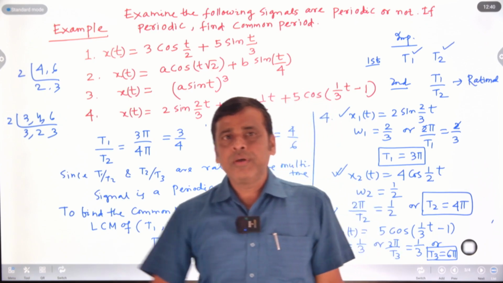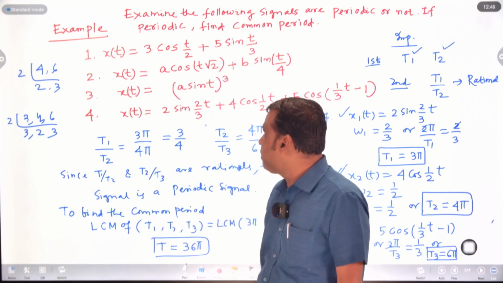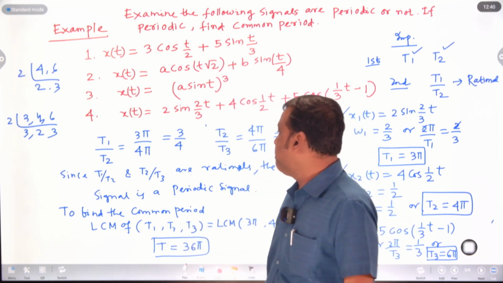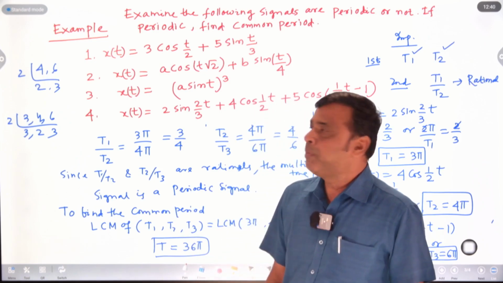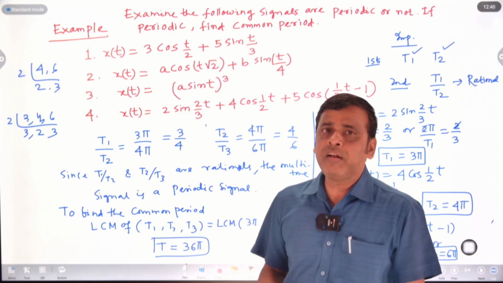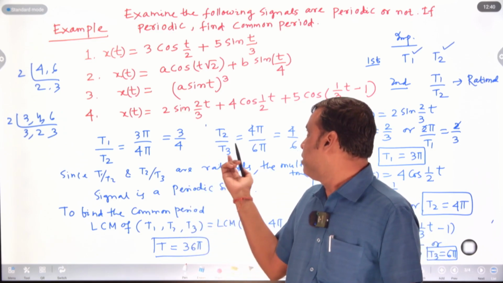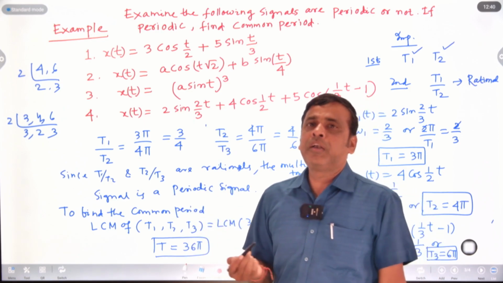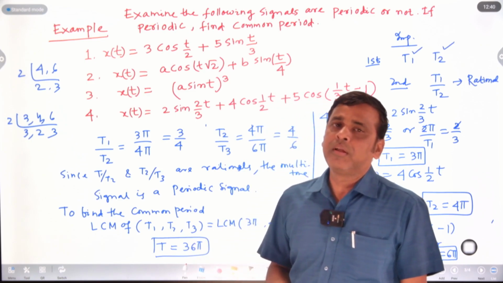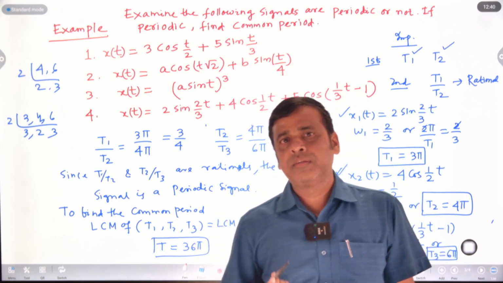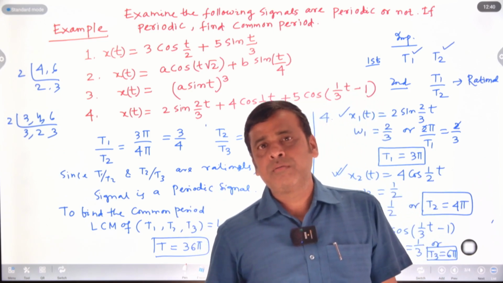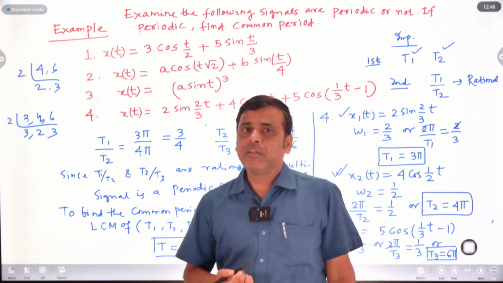So in this way you have to judge whether the continuous signal is periodic or not. If periodic, then find the common period. If the multitone signal is given, individually find out the fundamental periods, then find out the rationals T1 by T2. If 3 sinusoidal signals are given, then T1 by T2 and T2 by T3, and if both are rationals, then we can say that it is a periodic signal. Otherwise you can say that it is not a periodic signal, or it is an aperiodic signal. If it is periodic, find the common period as the LCM of T1, T2 and T3.